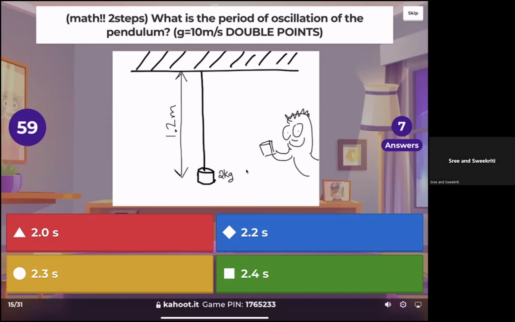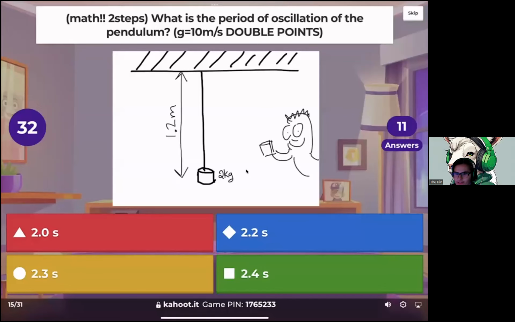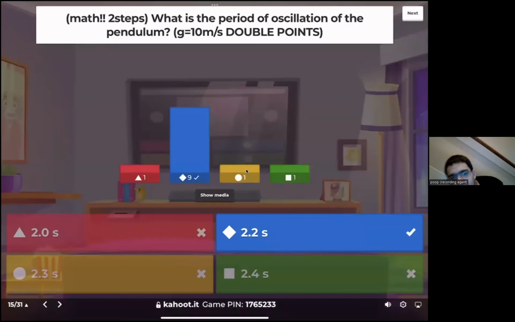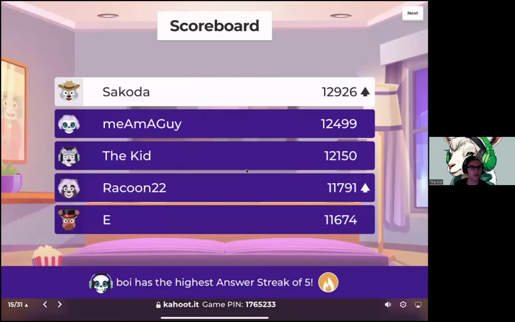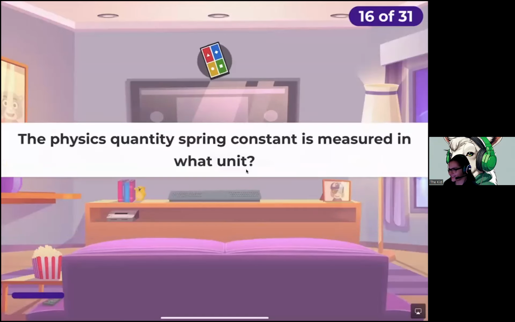Is there another double point problem? Let me get those double points. Apparently my calculator does not agree with these equations, so I can't use it. Okay, I'll just tell you the answer. It's 2.2. It's a blue one. I was one off. I chose that one. Yay!